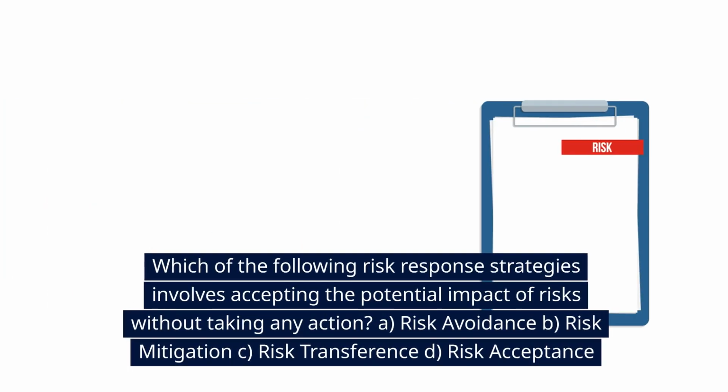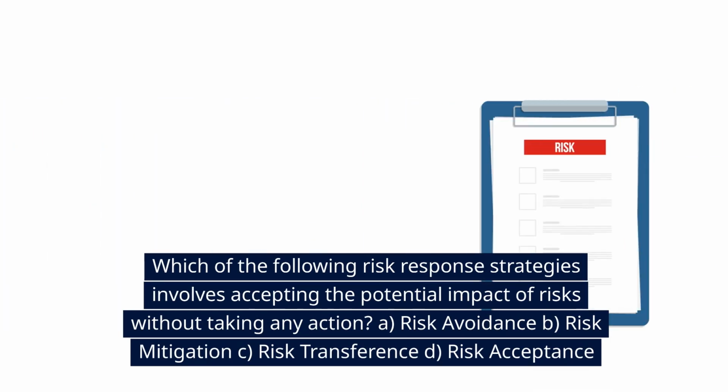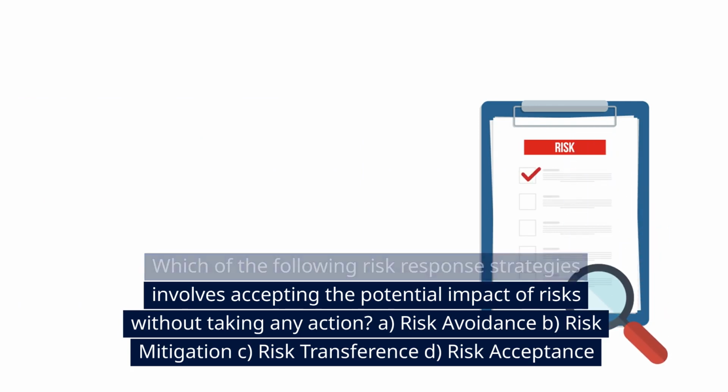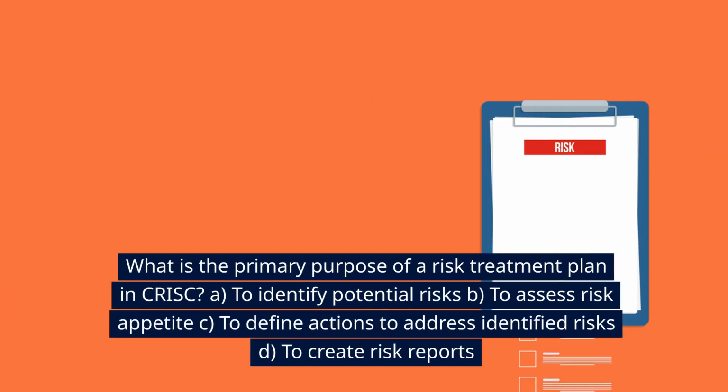Which of the following risk response strategies involves accepting the potential impact of risks without taking any action? A. Risk avoidance. B. Risk mitigation. C. Risk transference. D. Risk acceptance. Answer: D. Risk acceptance. What is the primary purpose of a risk treatment plan in CRISC?